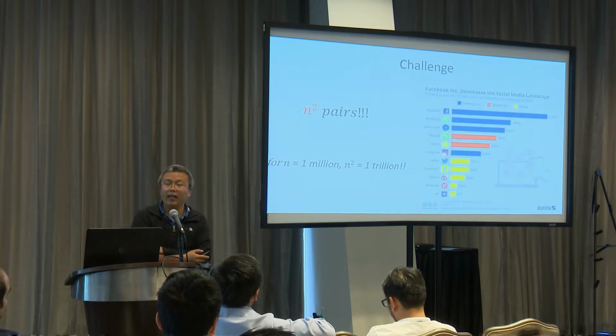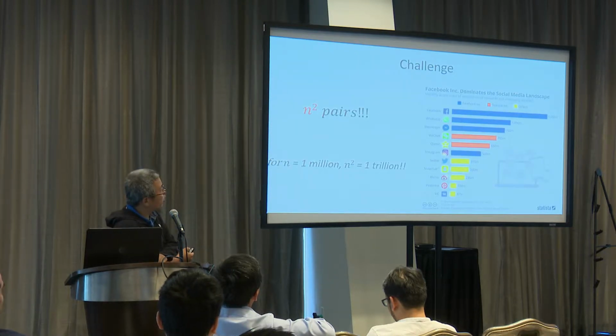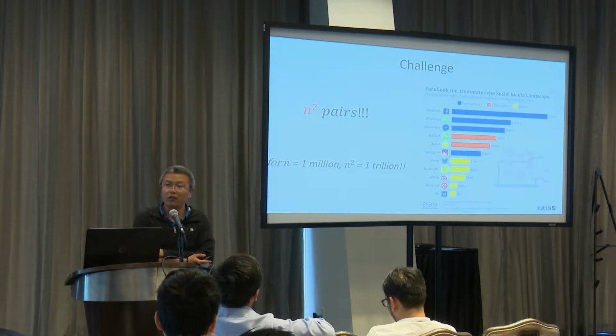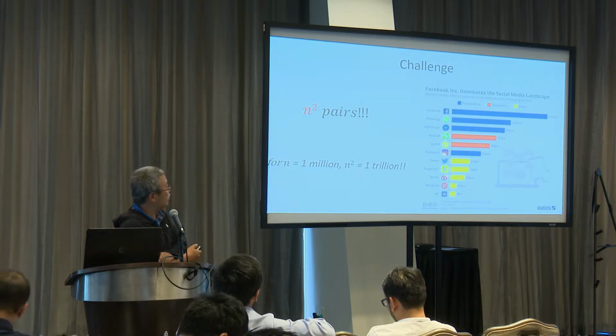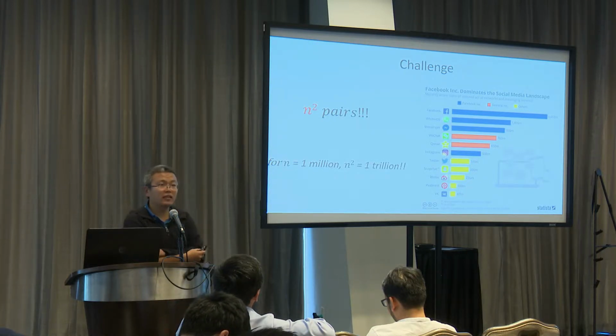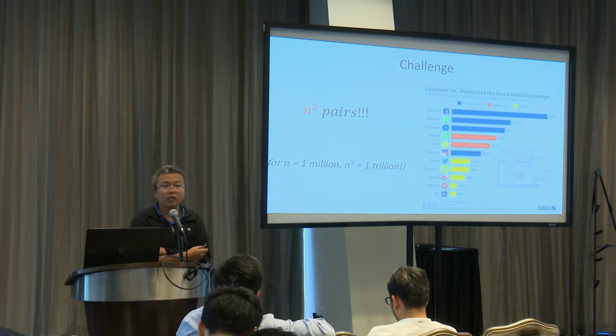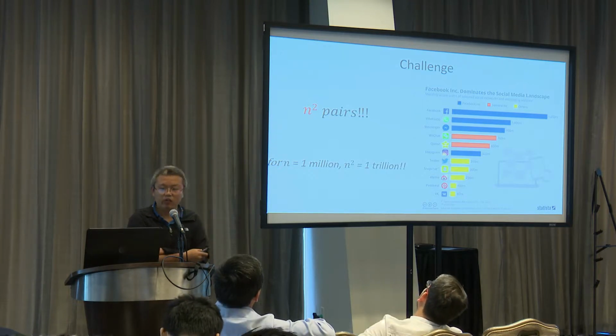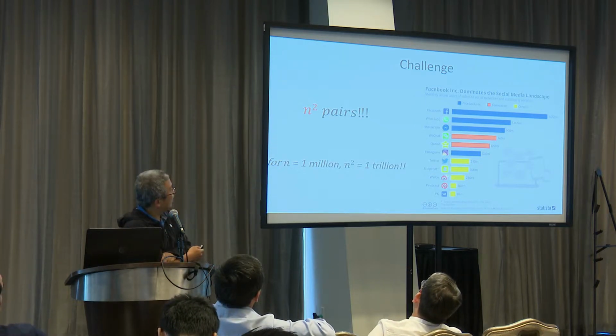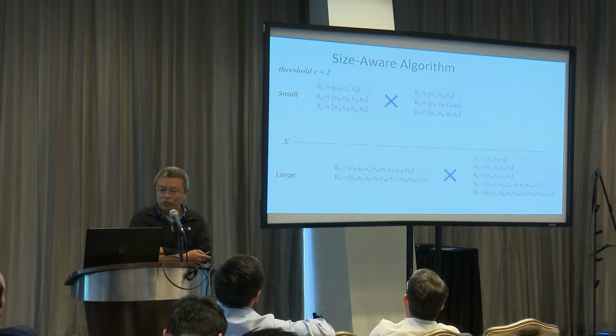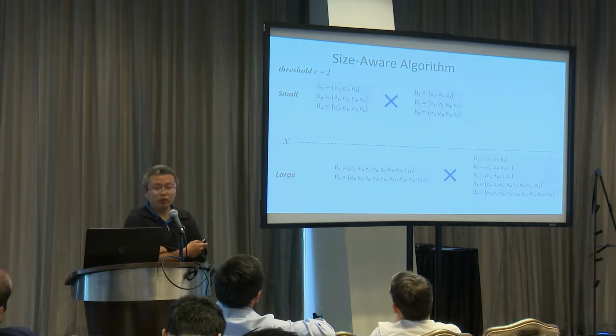The next challenge: in Facebook, there are 1 billion users, and all existing algorithms have quadratic complexity. For example, suppose we have 1 million sets, the complexity is 1 trillion. Suppose we have 1 billion users, then all existing work is very, very expensive for the join problem. So in this work, we propose the first sub-quadratic method.